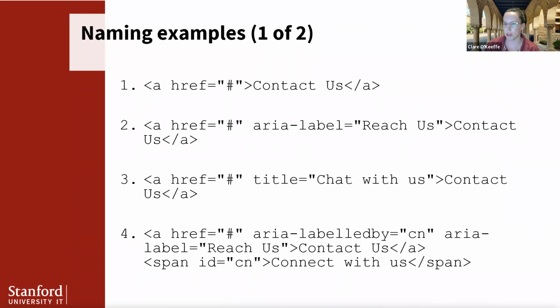So let's go through some examples and just see, based on that algorithm, what would win? What would be the accessible name of this? So for example 1, we've got a link with the text "contact us" inside.